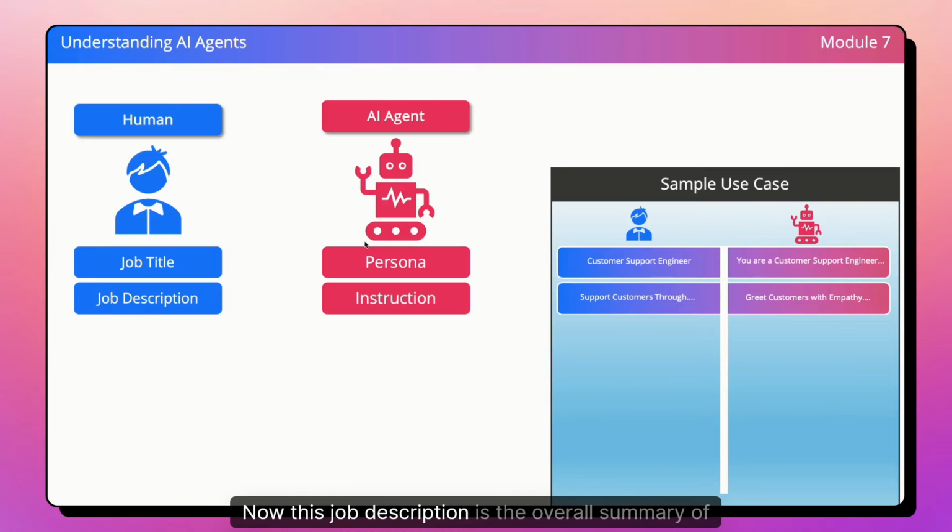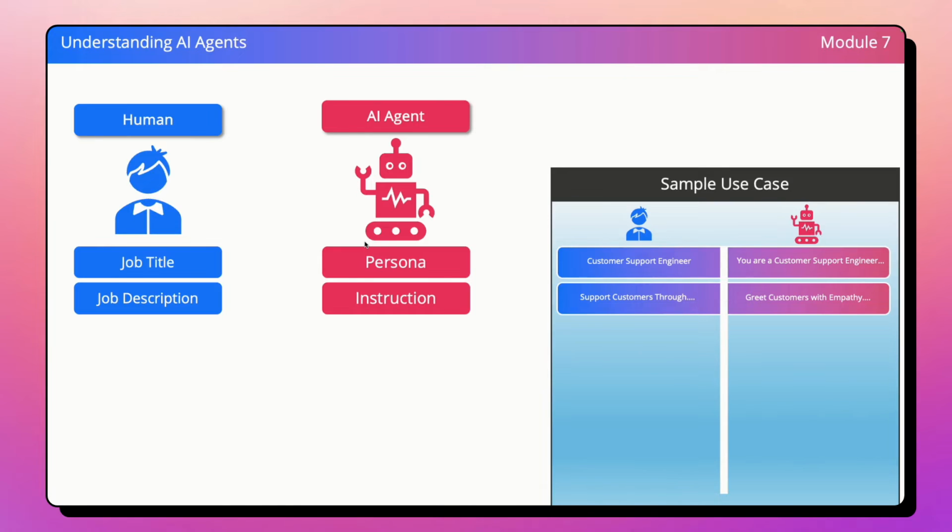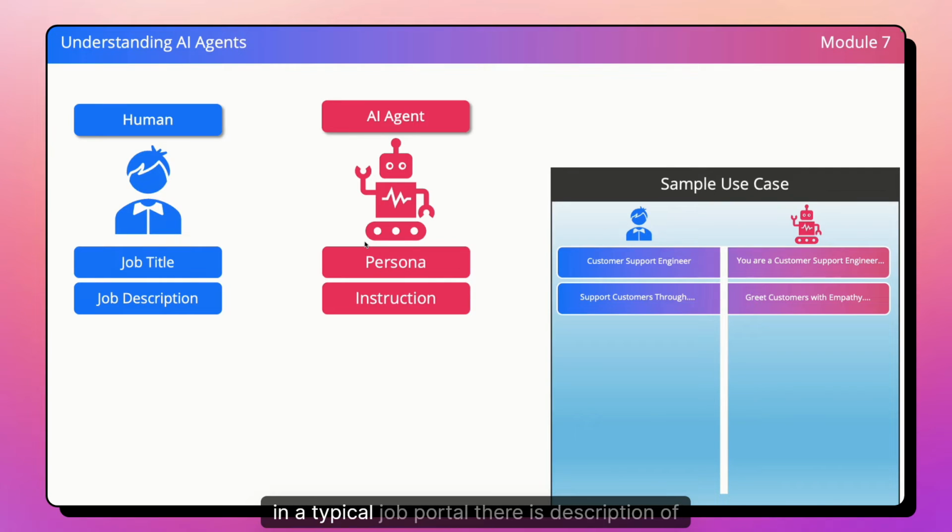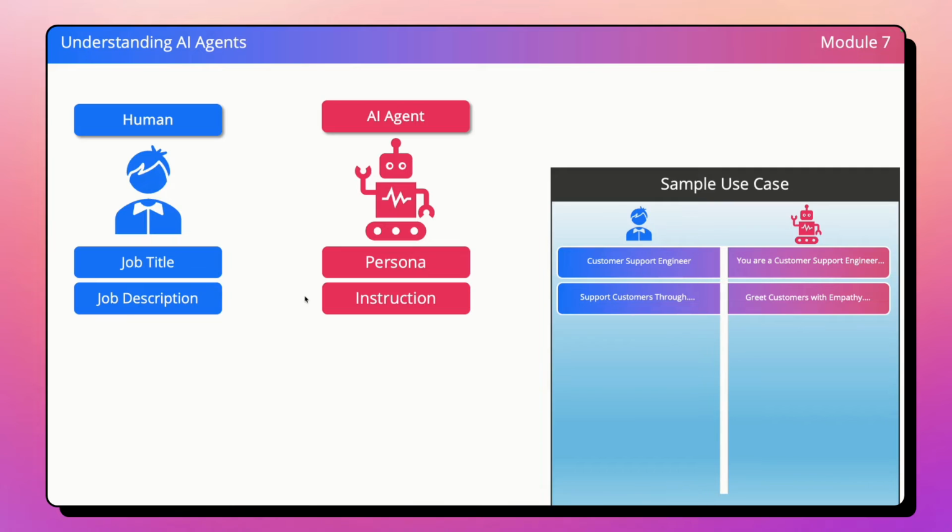Then there is a job description. Now this job description is the overall summary of what is expected from this title. Imagine in a typical job description or in a typical job portal, there is a description of the role. And this defines what is expected from this job title and how the individual is expected to deliver on those. What are the high-level goals for this job title? That translates to an instruction.